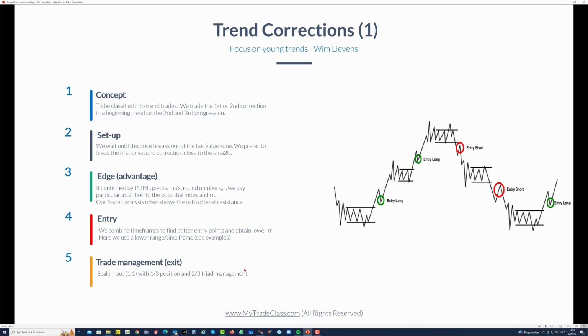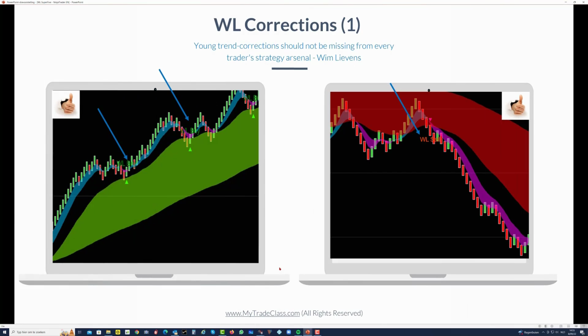Now, the real trick here is to understand what are good corrections and what are not so good corrections. And therefore I have fine-tune this as much as I can, and I will explain to you the different options, the different possibilities you have in the WL corrections. Let me draw this for you.